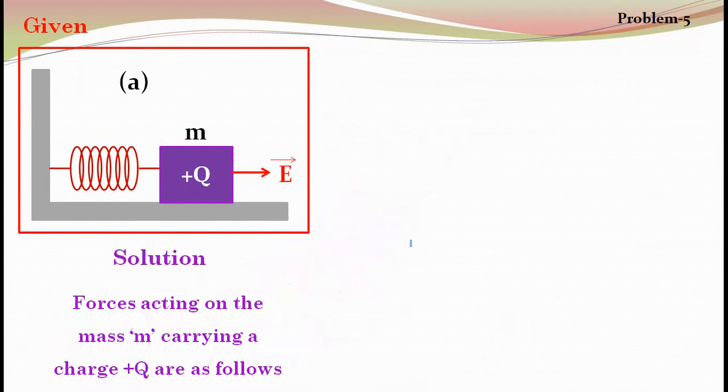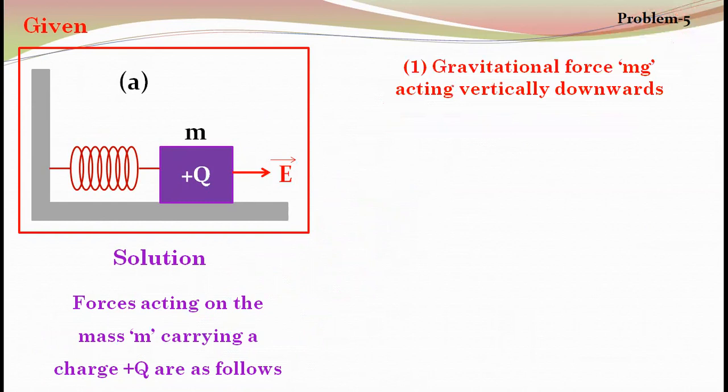Forces acting on the mass M. The mass of the block is M, and the charge carried by the block is plus Q, and the electric field is E vector here. So forces acting on the mass M carrying a charge plus Q are as follows. Number one, gravitational force, which we otherwise call weight. So gravitational force or weight of the block is going to act vertically downwards. You know, gravitational force is given by the formula F is equal to M into G.